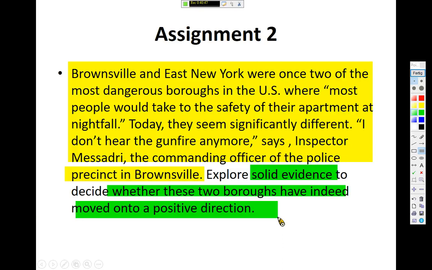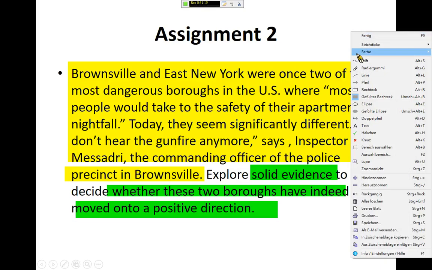And where can you find this kind of evidence? Of course, you have to search for the information, right? Try to find some of the literature and read and learn whether today these two boroughs are indeed in a better state. Tell me, you have to provide your own arguments. Of course, you can discuss first. And remember, you have to write your own arguments in your own writing. Never copy and paste. And number three.